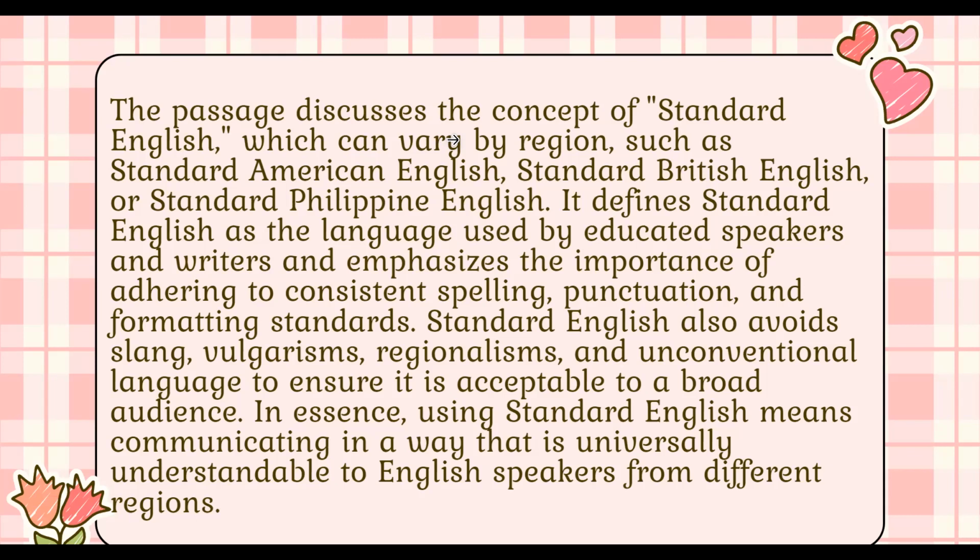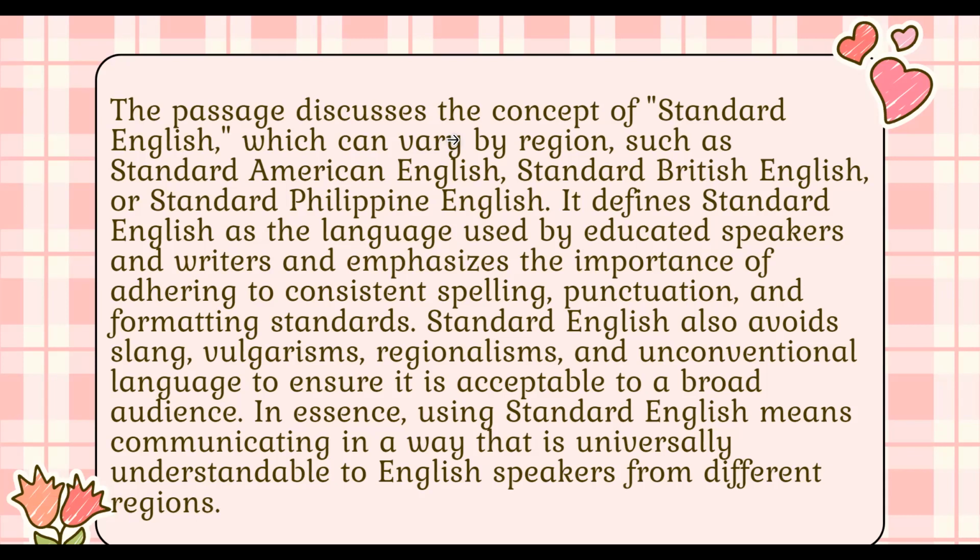To use this kind of English means to follow a spelling or punctuation system that is consistent with a prescribed standard. For example, standard Philippine English follows standard American usages for spelling, punctuation, and formatting of dates. In terms of grammar and diction, standard English does not include slang, vulgarisms, regionalisms, and other constructions that are considered unorthodox by those seeking a language acceptable to a general audience.